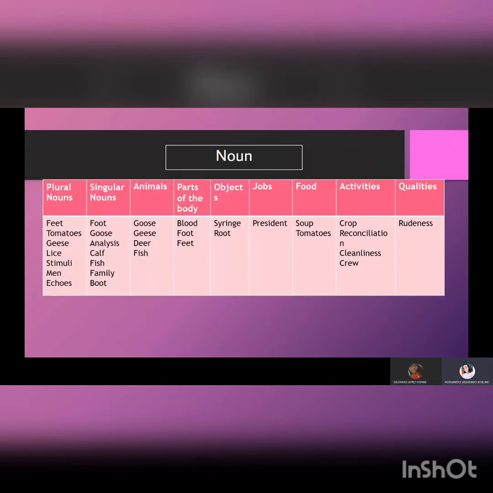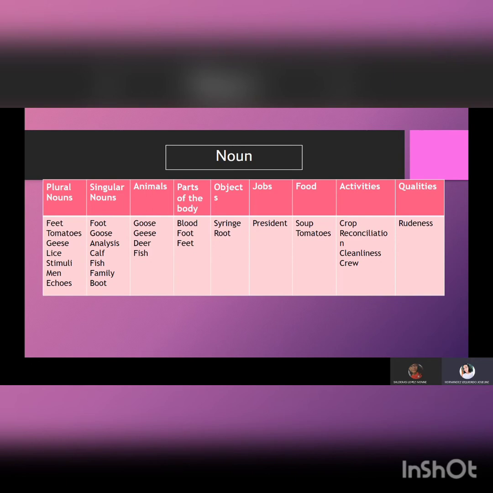The previous words, we had to organize them and we divided them into different subcategories. We divided the nouns into nine categories. The first subcategory is plural nouns. We can find feet, tomatoes, keys, lies, stimuli, men, and so on. The second one is singular nouns. We can find food, wealth, analysis, calf, fish, family, child.